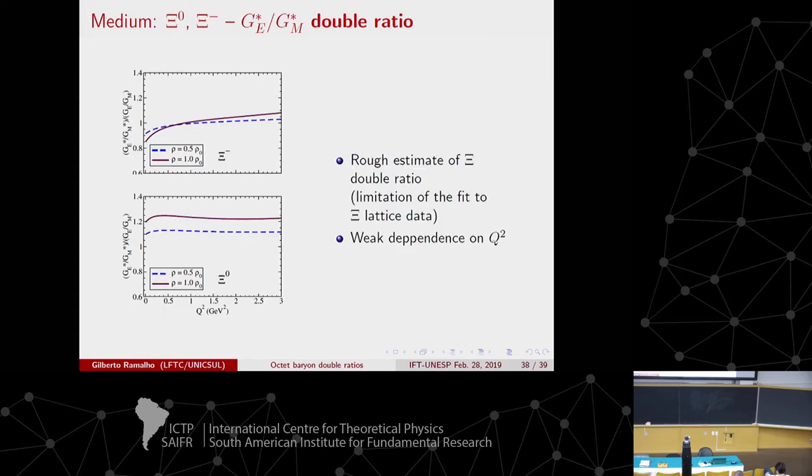About the cascades, the results for cascade are here. In the case of cascades, our model gives only an estimate because in the calibration we don't describe so well the lattice QCD data, but we think we can conclude anyway that the main conclusion is that we have a weak dependence in Q square of the ratio in a medium.